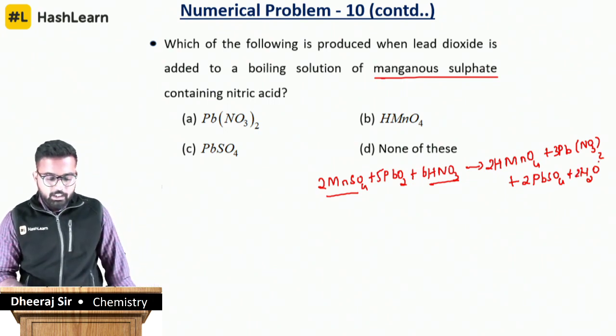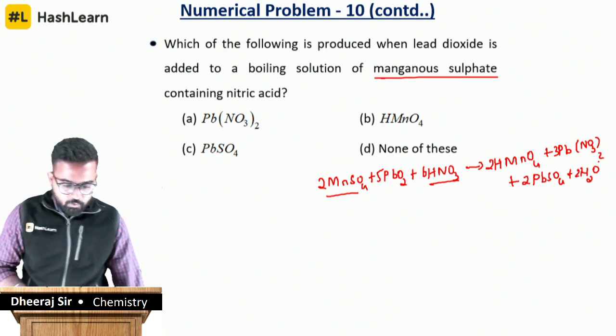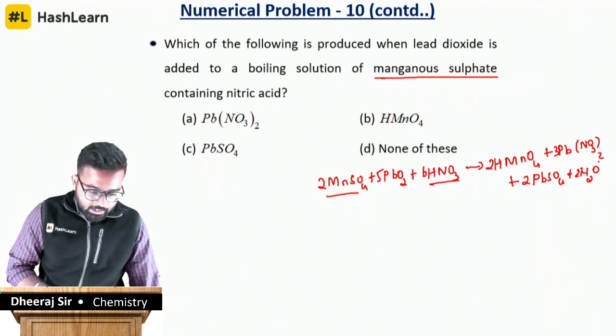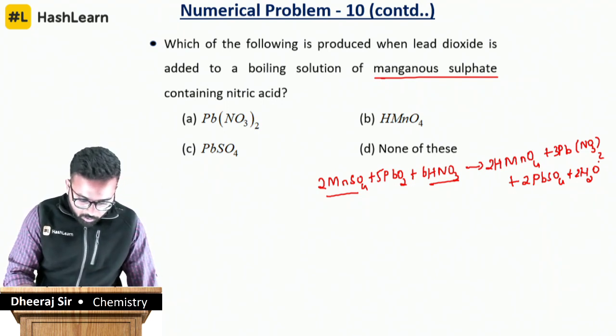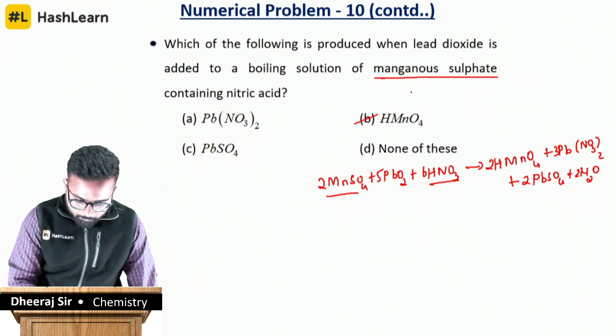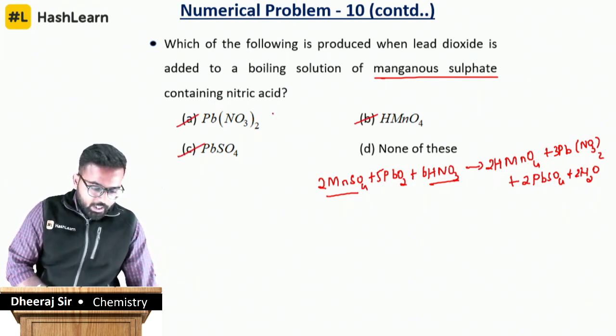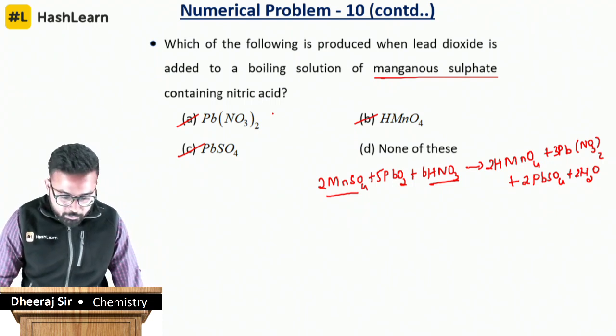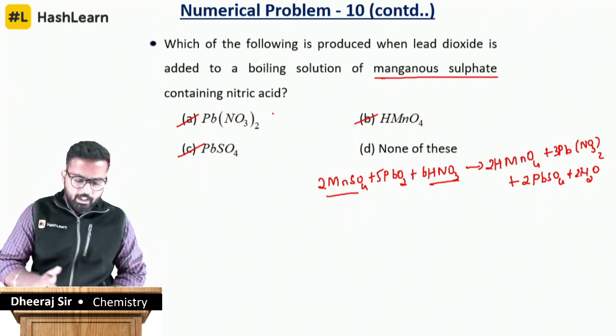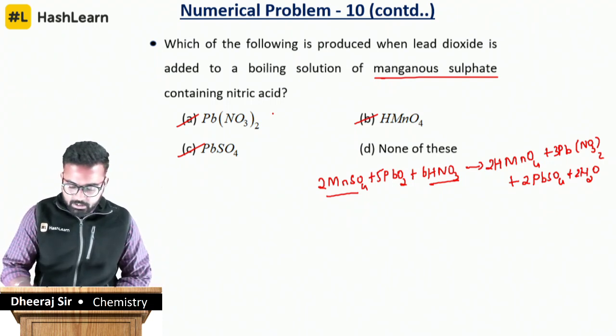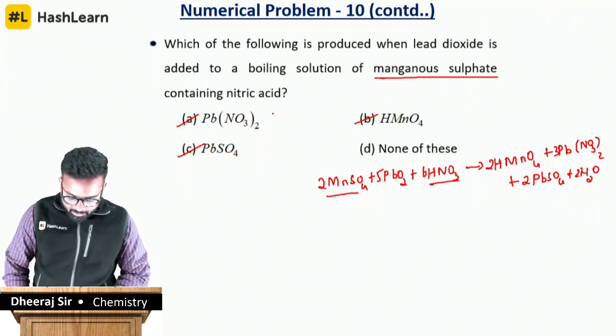So what gets created if I have to boil lead dioxide with all of this? You have HMnO4, you have lead nitrate, and you have lead sulfate. So A, B, and C, all of these get produced during this reaction, guys. Quite an informative question. Here's the reaction for you. Moving ahead.